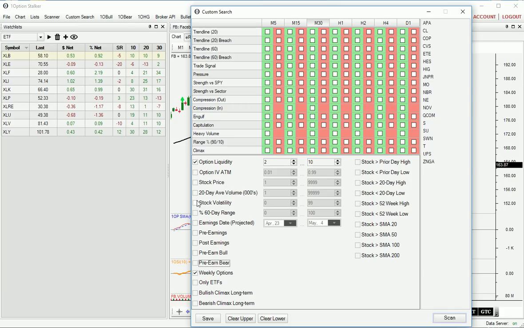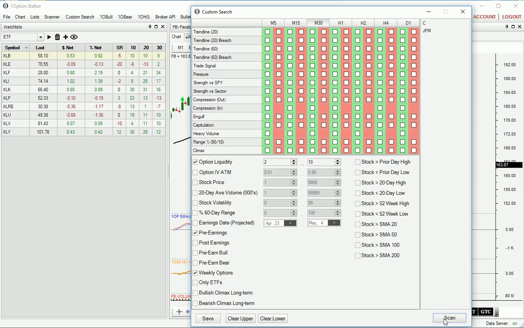So now all I have is option liquidity and weekly options. I'm going to clear out the upper portion. I'll just clear upper. So now what I'm going to do is look at pre-earnings. I'm going to mark this box. What pre-earnings is, these are all the stocks that are going to announce today after the close or tomorrow before the open. So this is my last chance to trade them.